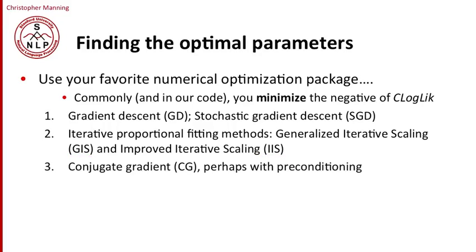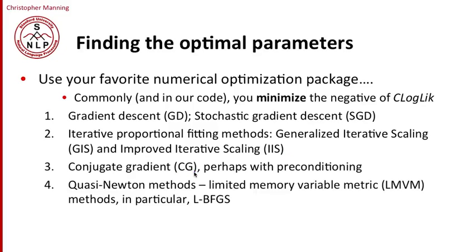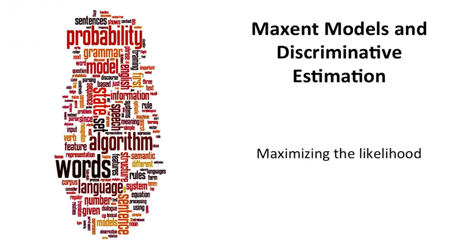Other standard numerical optimization methods like conjugate gradient are quite effective, but the method of choice that's usually used these days is quasi-Newton methods. In particular, one well-known algorithm is the LBFGS algorithm, which is the one that we use in our assignment code. And that's a good method to use in general. Okay, so I hope that means you've now got a good sense of how to calculate the partial derivatives of the log likelihood function and understand how that can be used to find the optimal parameters for the model.